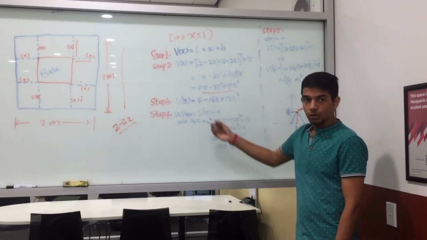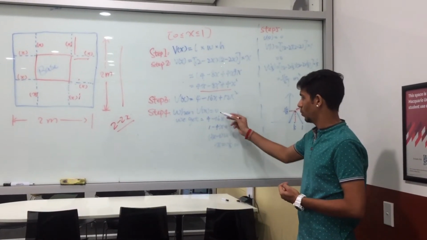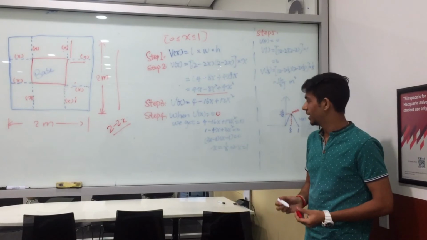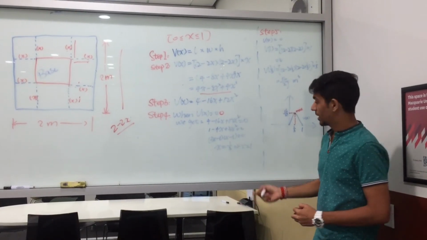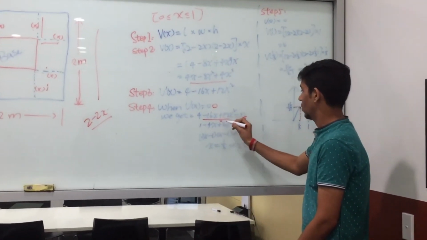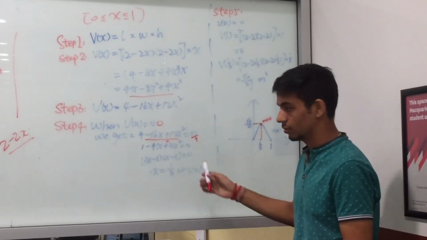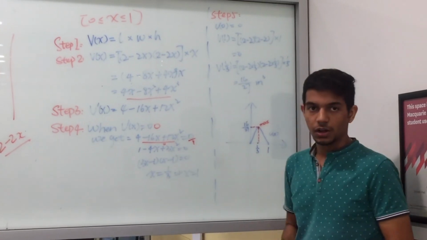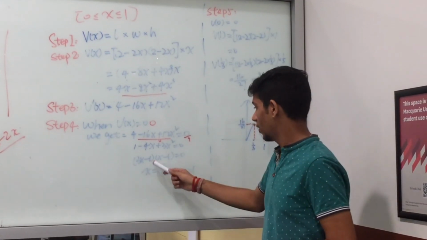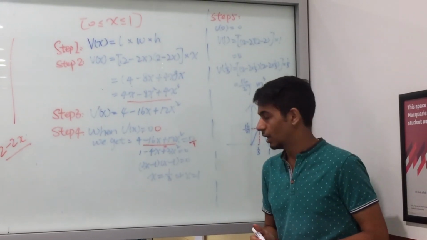Moving on to the fourth step, for calculating the critical points of the box, we keep the derivative equal to 0. So 4 minus 16x plus 12x squared is equal to 0. To simplify, we divide all of this by 4, and the next equation we get is 1 minus 4x plus 3x squared equal to 0. Here we got a quadratic equation. To solve it, we have two options: we can factor it or solve it by the quadratic formula. As this is an easier equation, I'll factorize it.